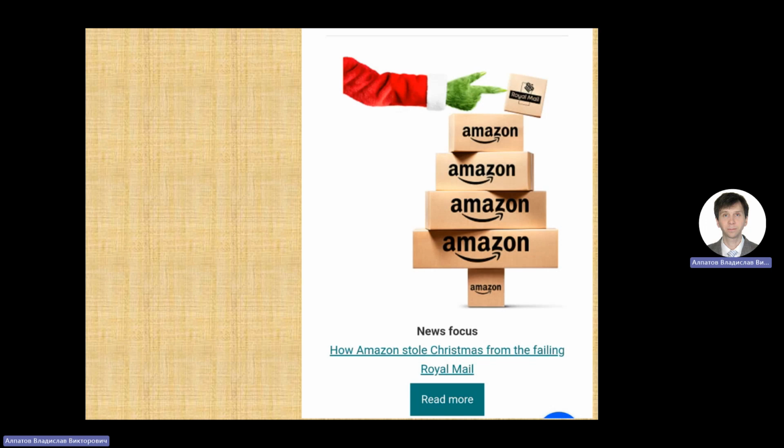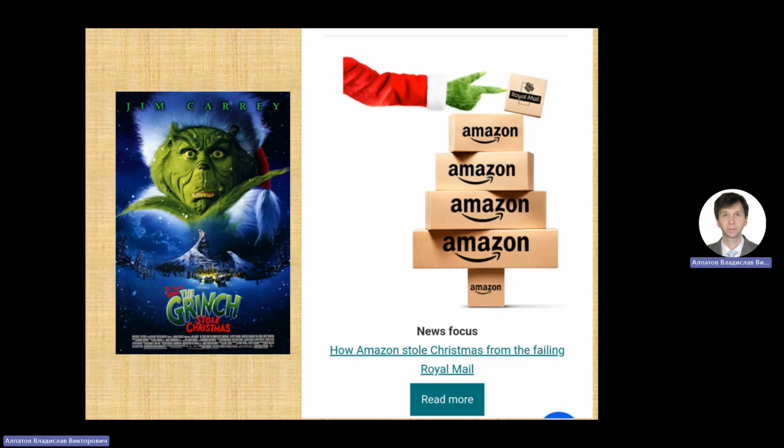And we see a heap of Amazon boxes, and on top of them a small box of the Royal Mail. Now, this green hand and this structure, stole Christmas from. It's an allusion to, yes, a popular film, How the Grinch Stole Christmas, which I haven't seen myself. But now I can appreciate that when people told me about this film, I could appreciate the allusion.